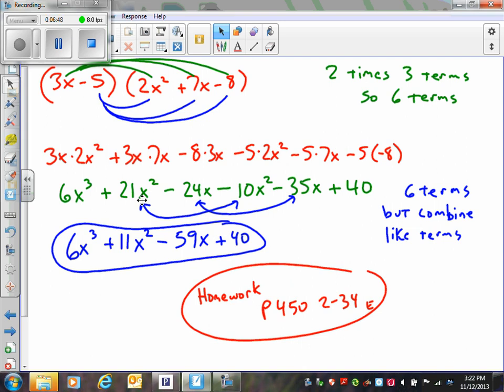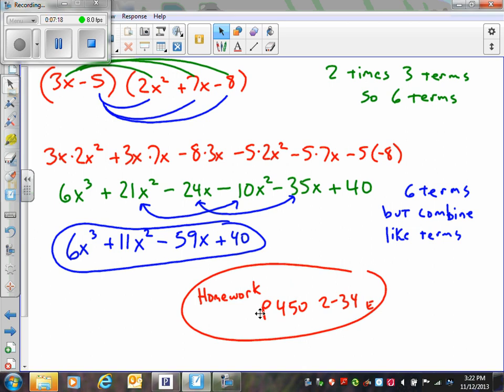However, 21x squared, that's x squared. Negative 10x squared, that's x squared. Those are like terms. So 21x squared minus 10x squared gives me 11x squared. And then I have minus 24x and minus 35x. They both have just an x. So they're both negative, so we add them. We get negative 59x. So the answer is 6x cubed, the 11x squared, the minus 59x, and the plus 40.